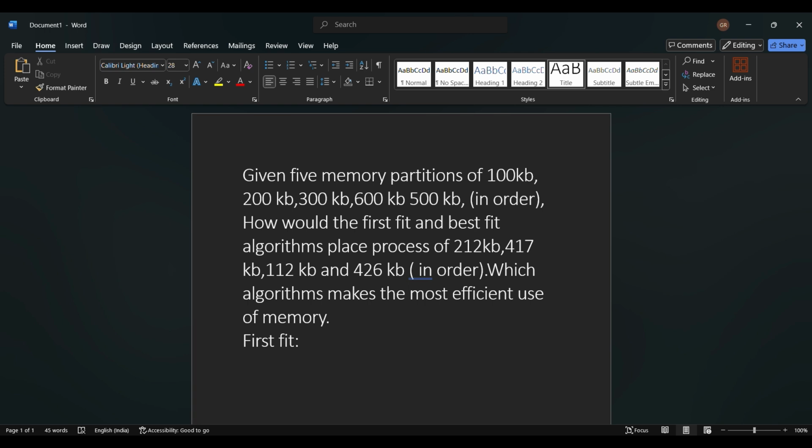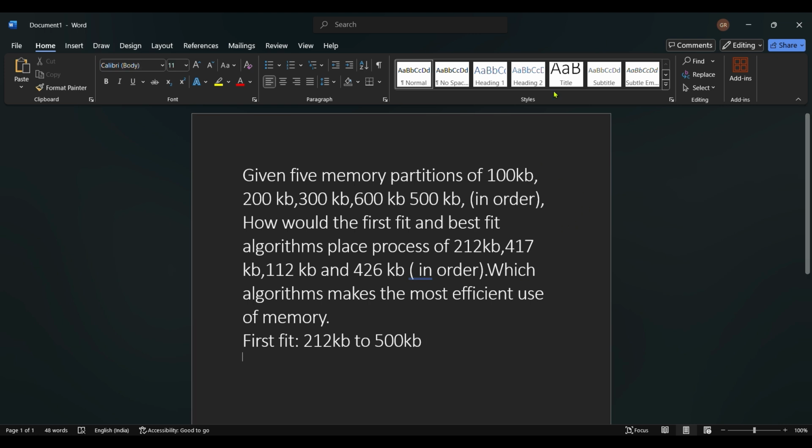So the 5 given memory partitions are 100 KB, 200, 300, 600, 500 KB, and the algorithm processes 212 KB. So 212 KB will go to 500 KB. Because you only need one chair to sit, but you are choosing over 10 chairs. In the same way, you only need 200 chairs to sit, but you are choosing 500 chairs just because of the first fit algorithm. I hope you understood the concept.